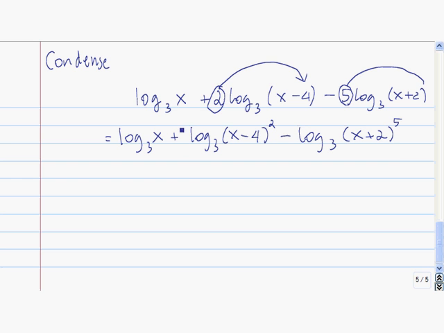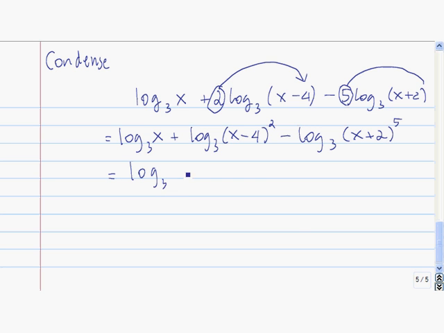Okay, now we want to think backwards. If we have a plus in front, like joining these two terms, it means that in the original logarithmic expression, x was being multiplied by x minus 4 quantity squared. Because of this minus here, we know that this term was in the denominator. So essentially, every log that has a plus in front of it, the term inside is multiplied together to form the numerator. Everything that has a minus in front of it goes together as products in the denominator.